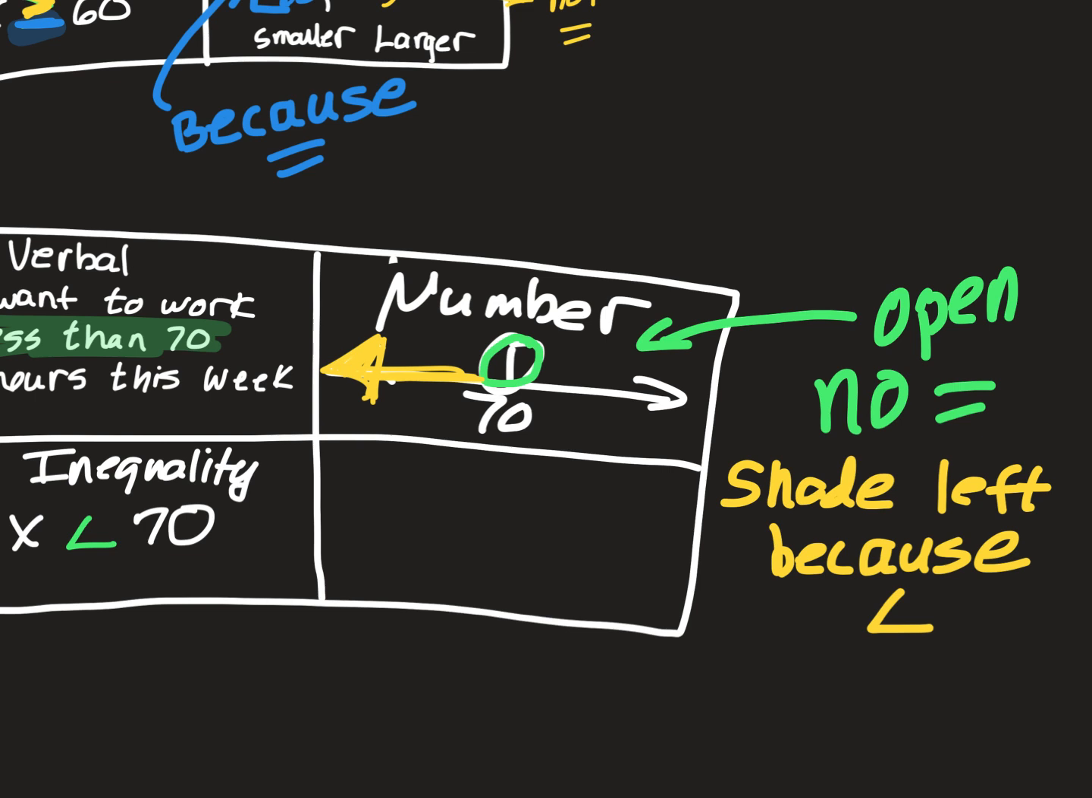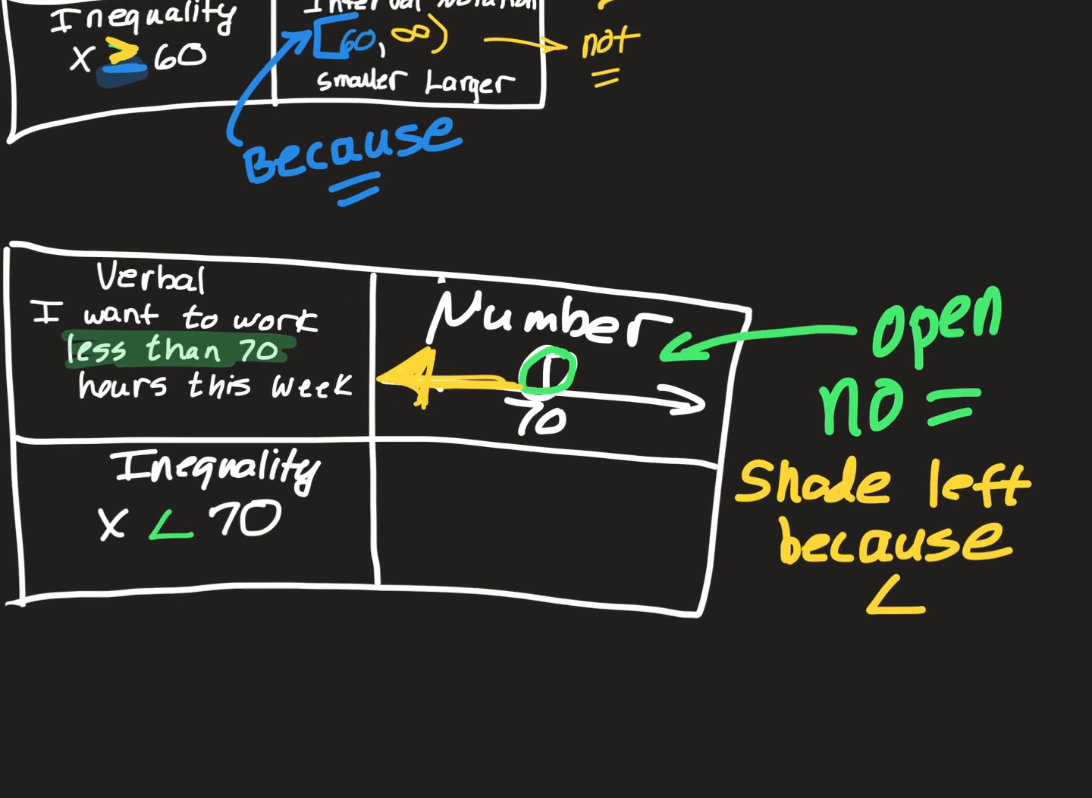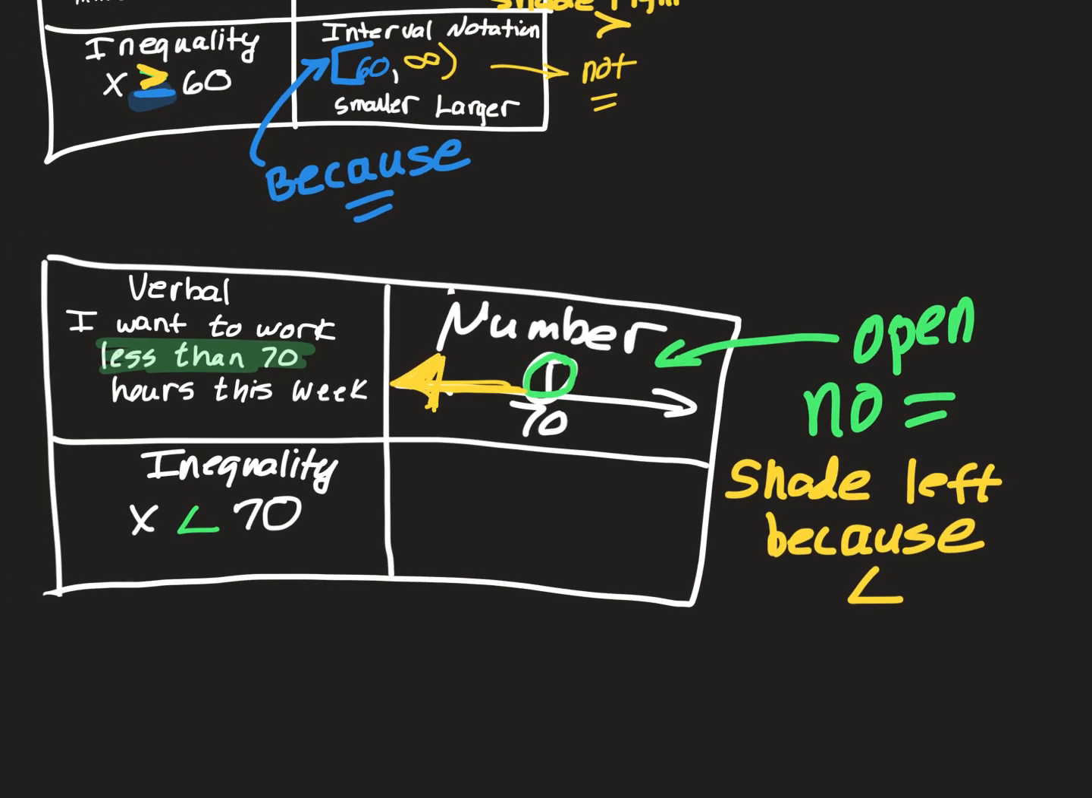So I left the circle open. Oh, and my number lines are really ugly. Sorry about that, y'all. So I leave the circle open because there was no equal to sign in that inequality. And I shade to the left.